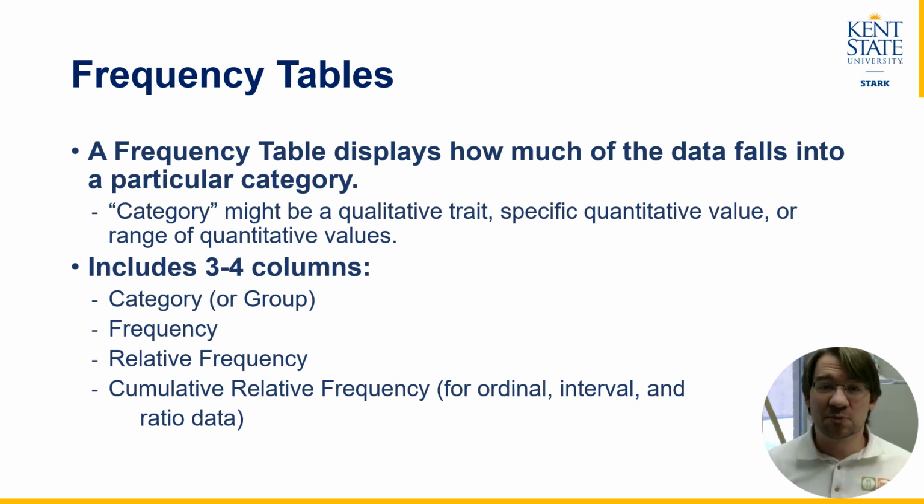A frequency table will display how much of the data falls into a particular category. In general, a category could be a qualitative trait like eye color, a specific quantitative value like a star rating, or a range of quantitative values like test scores from 70 to 79. The frequency table includes 3 or 4 columns, depending on the specific data that we're looking at. These are the category or group, the frequency for that group, relative frequency, and for ordinal, interval, and ratio data, that is, any data where the groups can be put in a meaningful order, the cumulative relative frequency. Let's define each of these.